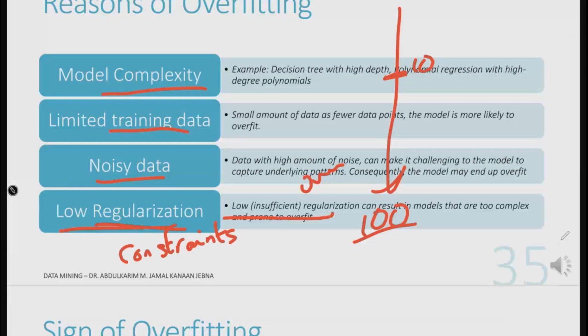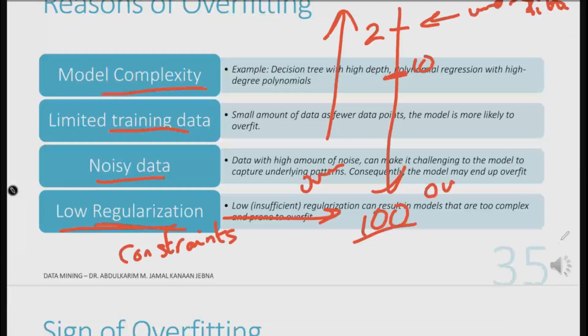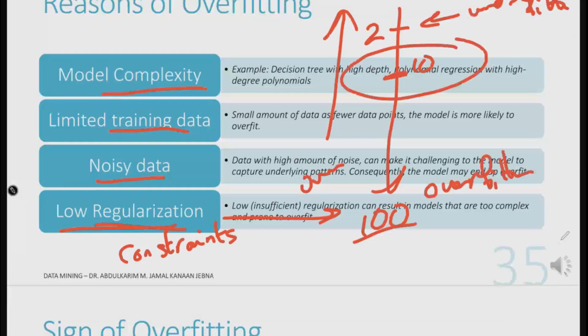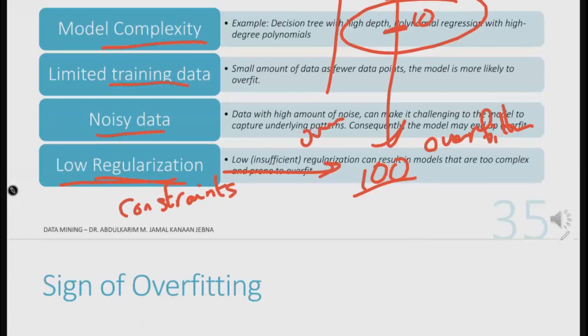While if you put regularization too high, let's say you say the level is only 2, then in this case your model, the same decision tree, is going to be underfitting, while here overfitting. So the point is you need to find the correct balance of restriction, which can help you to capture the pattern while avoiding the noise. Okay? Clear?